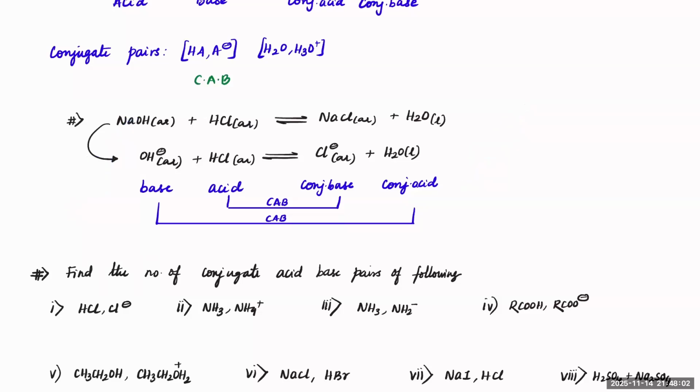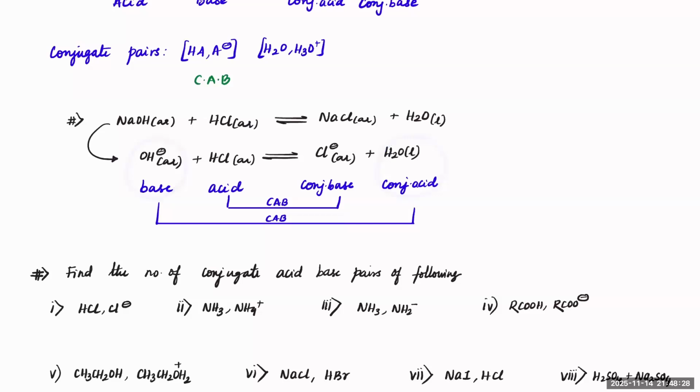In that case, we have OH minus, HCl, Cl minus, and H2O. These are the products and reactants. So now this OH minus can be read as a Bronsted-Lowry base, which is accepting H plus from HCl and converting into a conjugate acid. So you can see OH minus is a base and water is a conjugate acid.